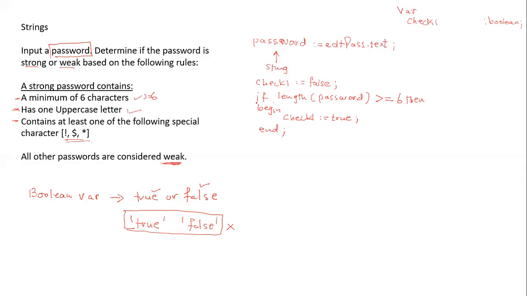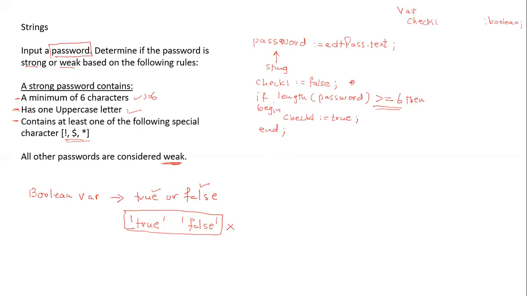So if you look at this, you will see that the assumption that is made is that the password did not have 6 or more characters, therefore check1 was set to false. But if the length of the password is greater than or equal to 6, we then turn the switch on and check1 then becomes true. It's a nice technique that can be used. You make an assumption, and then if a certain condition holds true, that assumption changes.